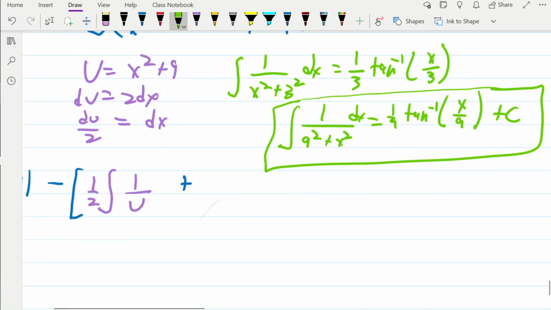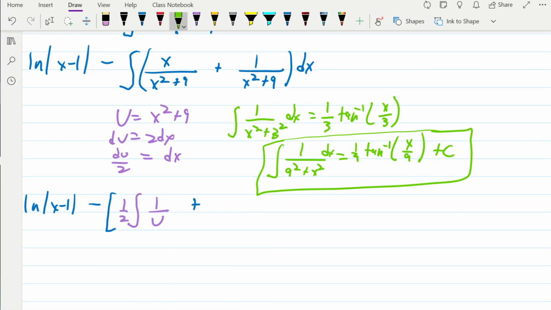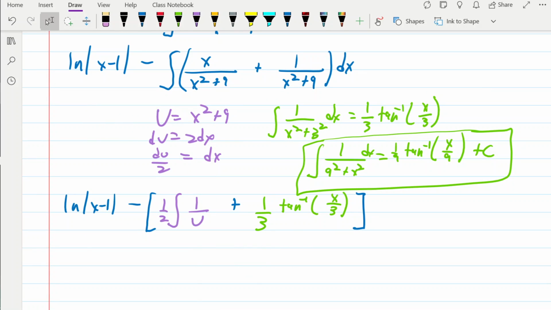So that's going to be plus, because that's already integrated, we're just going to put in 1/3 of tangent inverse of x over 3. And then because we integrated everything, we're going to add plus c to the very end.